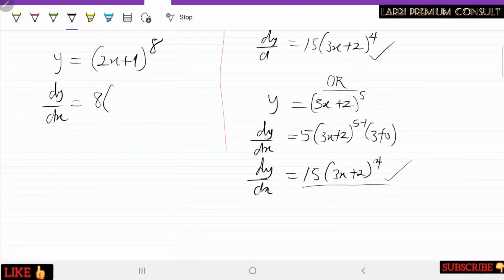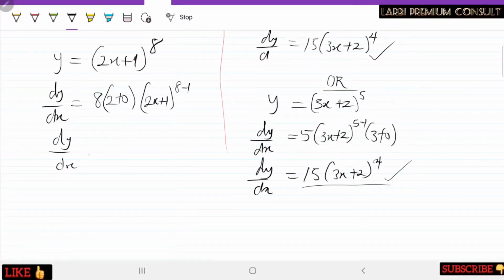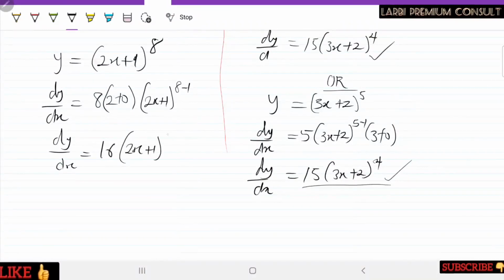So when I differentiate 2x, I'm going to get 2. Differentiate the 1, I'm going to get 0, so plus 0. Alright, and I'll repeat the expression 2x plus 1 to the power of 8, and I'll subtract 1 from here. So therefore I can say that my dy over dx is going to be 8 multiplied by 2, which gives me 16 into bracket 2x plus 1 all to the power of 7. If you also use the chain rule, you're going to get the same answer as this.